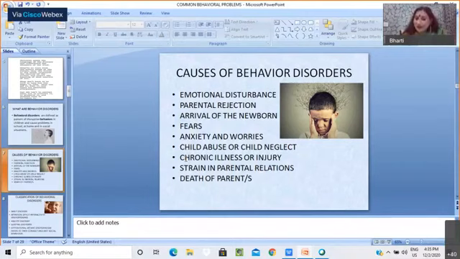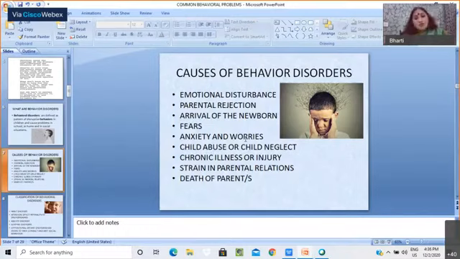Arrival of a newborn, if they are in that age group, definitely gives birth to various disorders. Fears, fear of the unknown. In this pandemic, we all are having so many fears, and think about children, dear friends. And then anxiety, worries, about what would happen to my life, what is the ultimate. We feel that children are very cool about it, they may not think, but they are silent observers, they are observing each and everything.